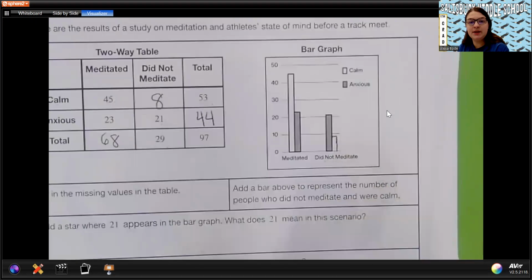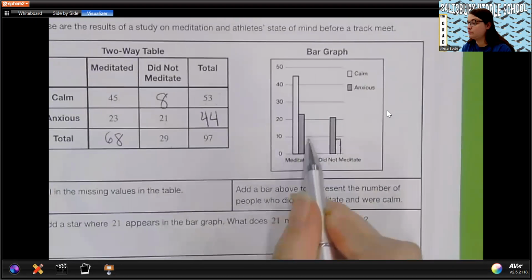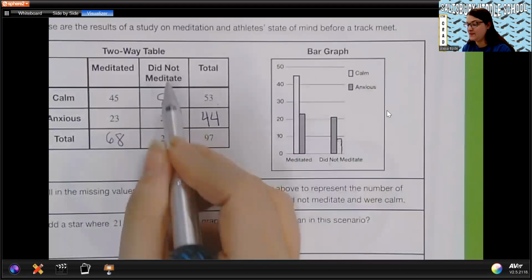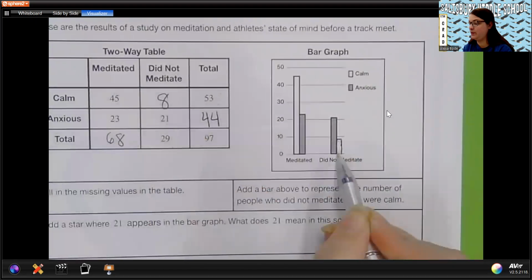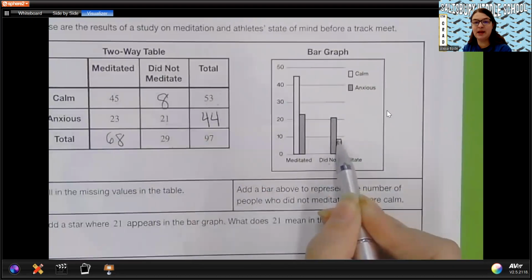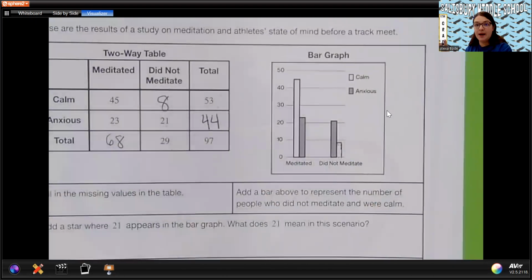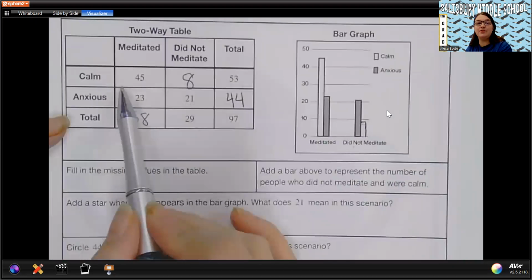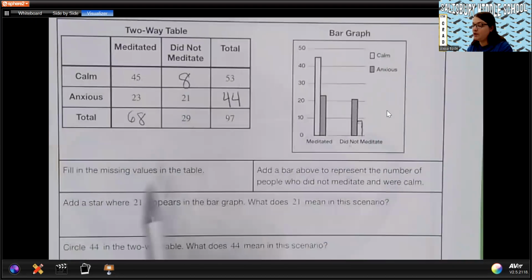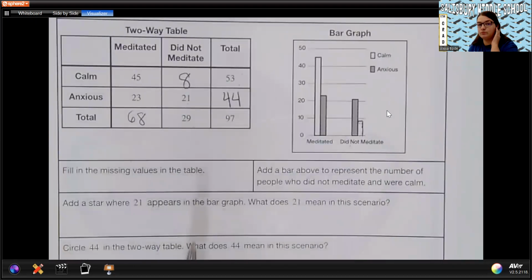So here is how we came up with that bar graph. We read the table to be did not meditate and was calm was 8 people. So I brought it up to approximately 8. That might be 9, but I approximated. I know it's going to be less than 10. So now we can use either the two-way table or the bar graph to answer these questions. So we filled in the missing values for the table. We added the bar to the bar graph.